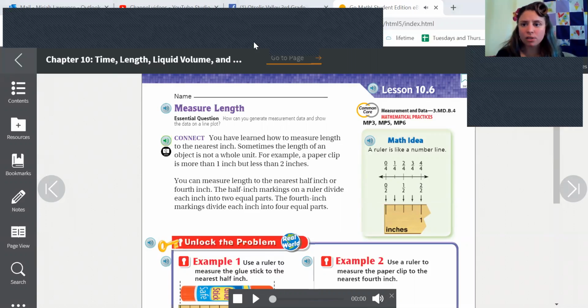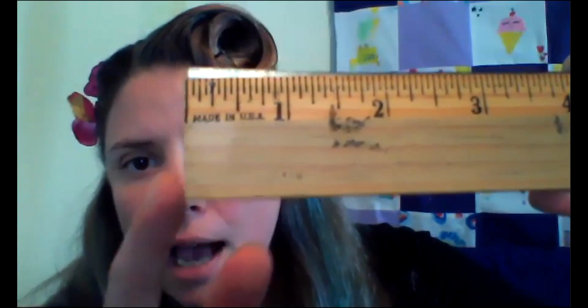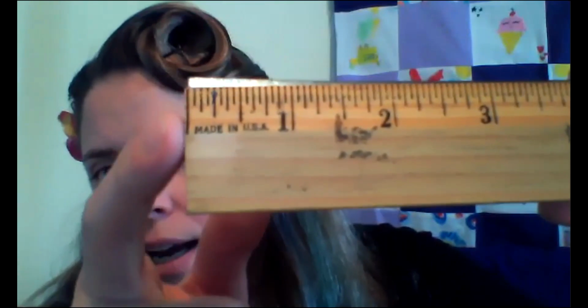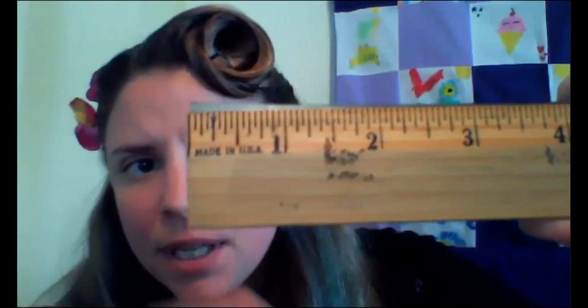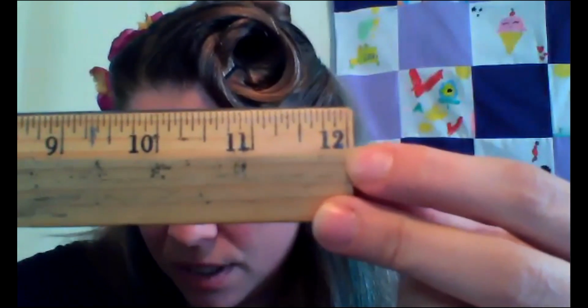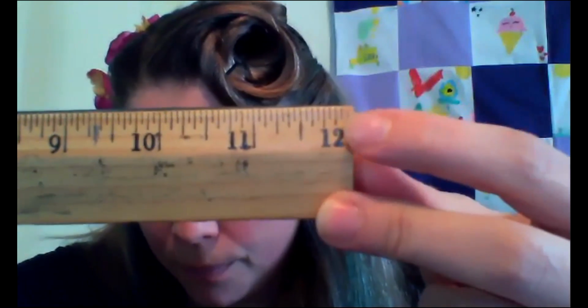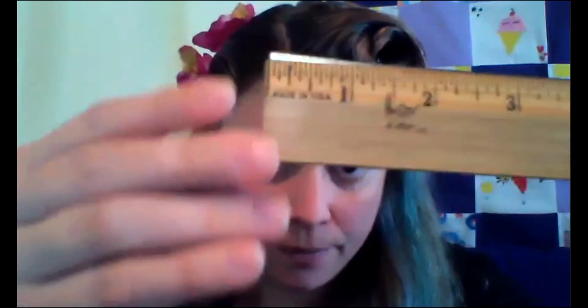All right, guys, whatever ruler you have, I want you to take a second and look at it. Mine actually does start at the edge of the ruler, but that doesn't always happen. Sometimes, if you look at the 12-inch, you have a little gap, and you have to start measuring from that line. But on this one, you don't have to, okay?